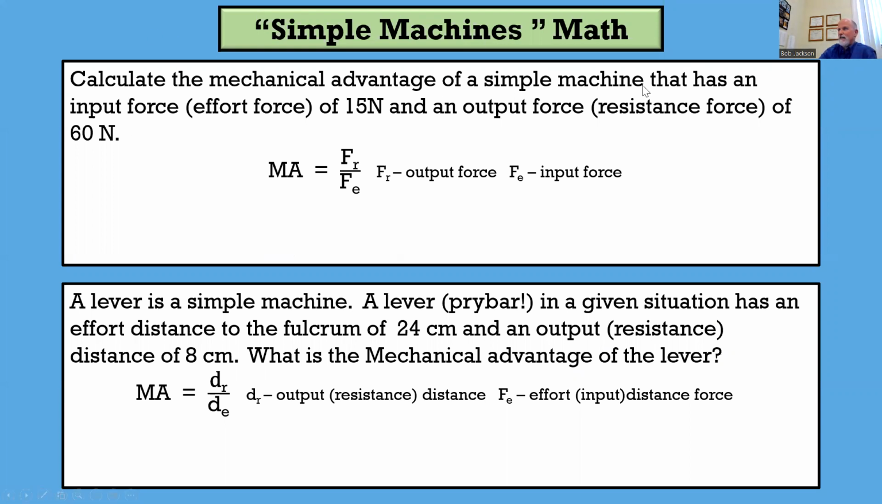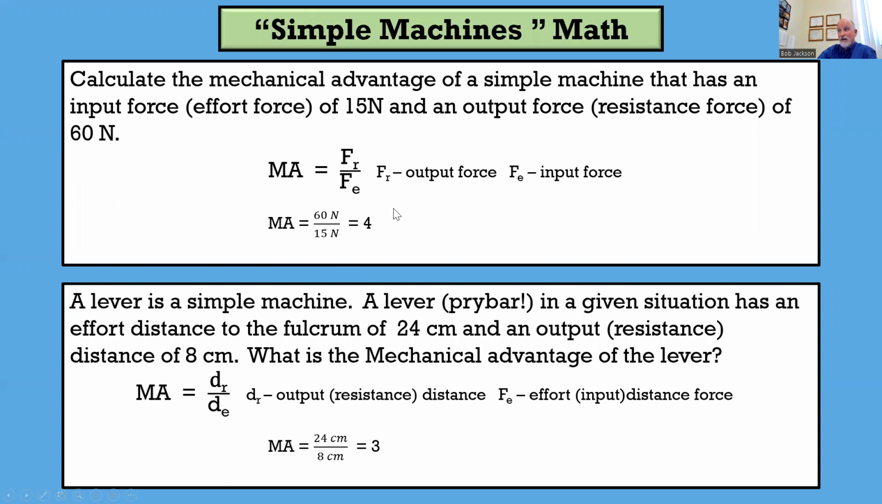So it says calculate the mechanical advantage of a simple machine that has an input force of 15 newtons and an output force of 60 newtons. Okay, every time on mechanical advantage problems, or MA problems, you take the big number divided by the little number. It doesn't matter whether you're talking force or distances. So FR, the resistant force, is 60. The input force is 15. So I take 60 divided by 15 and it gives me 4.